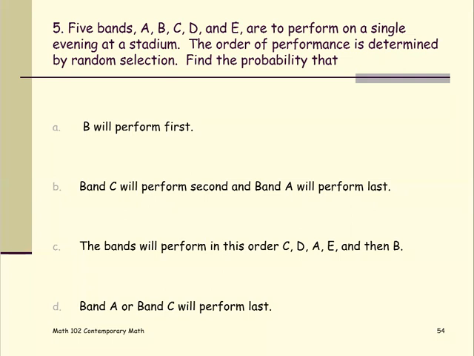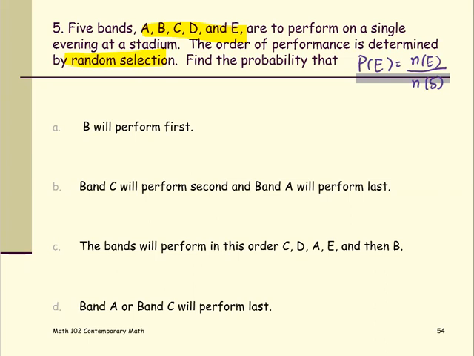For this problem, 5 bands A, B, C, D, and E are to perform on a single evening at a stadium. The order of performance is determined by random selection. Find the probability of the following parts. The probability is computed by P of E equals N of E, the total outcomes of the event that might occur, divided by the total outcomes of the sample space, or the possible ways to happen.